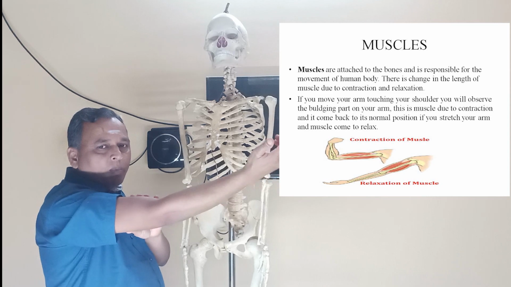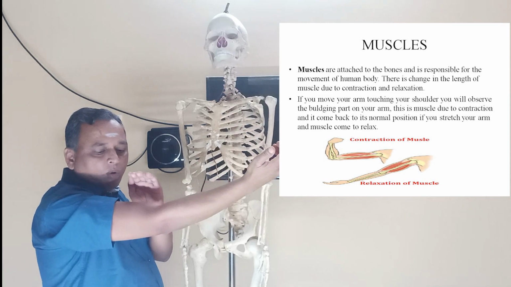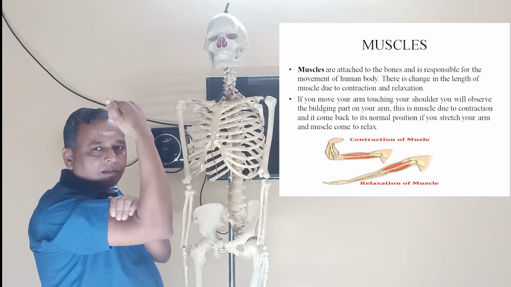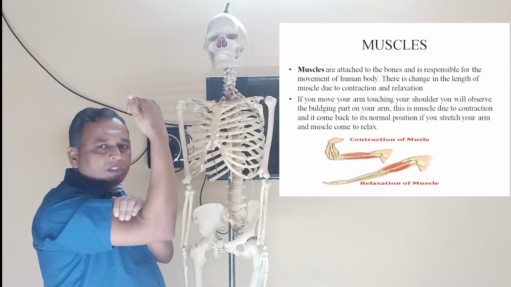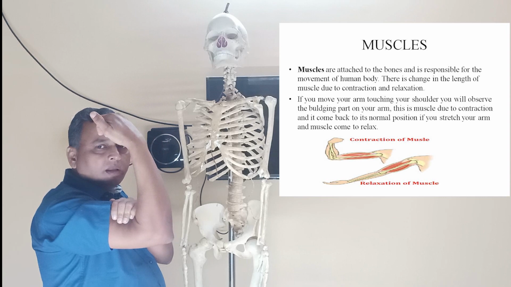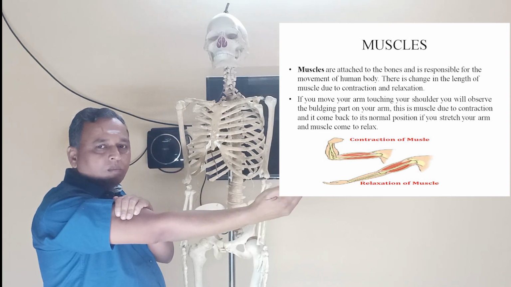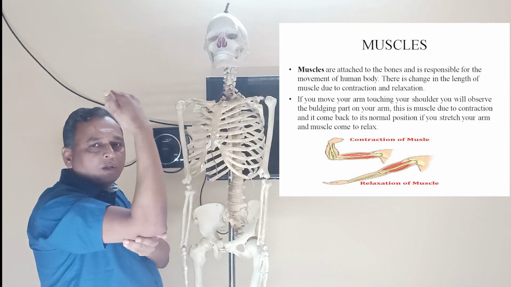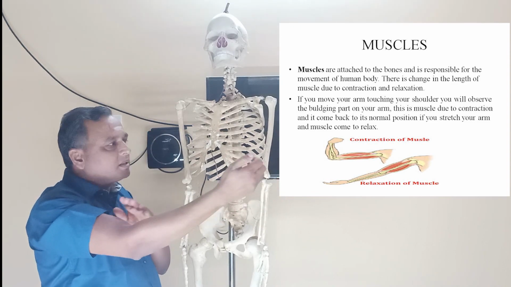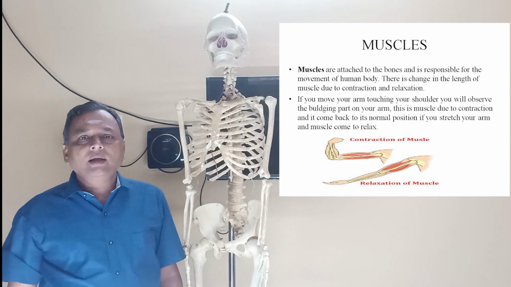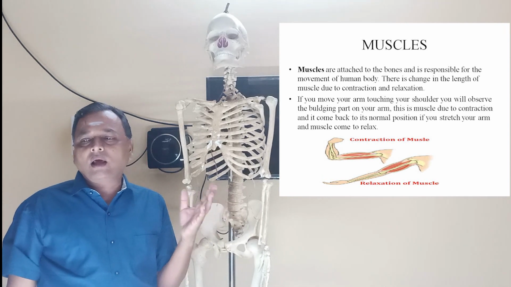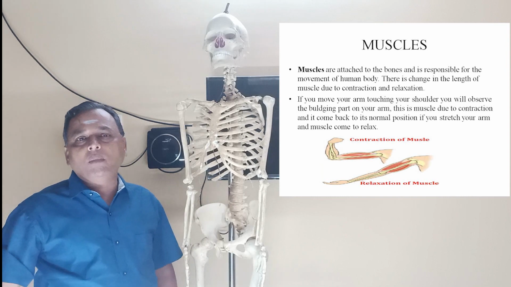I want to fold my hand. You can put your arm on the bicep. See, the bicep muscle contracts and automatically pulls the forearm. When the bicep relaxes, the tricep contracts. So the muscles which are attached with the skeletal system have the ability of contraction and relaxation, and are helpful for the movement of the body.